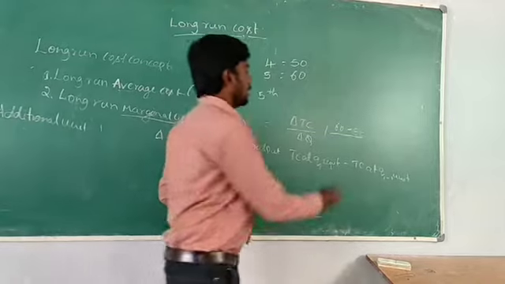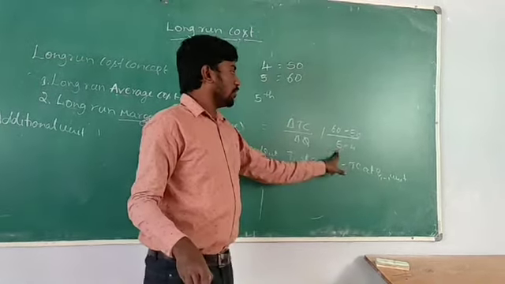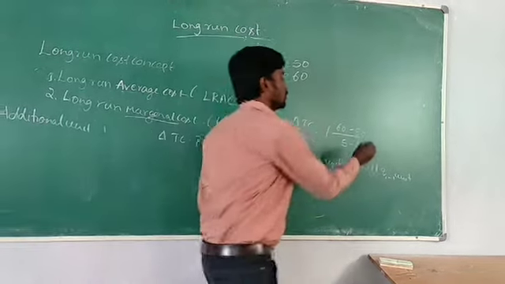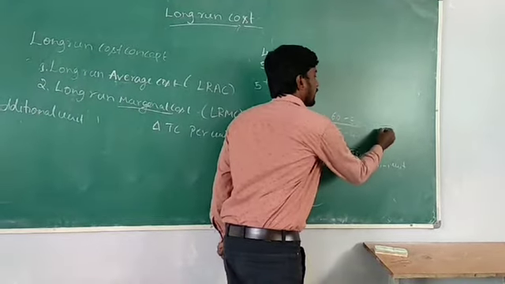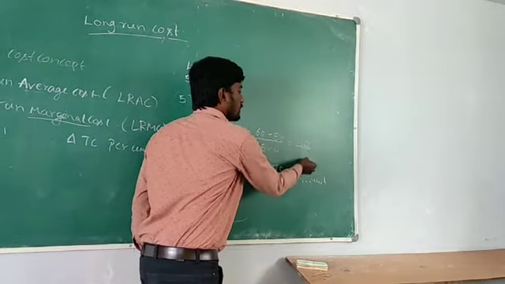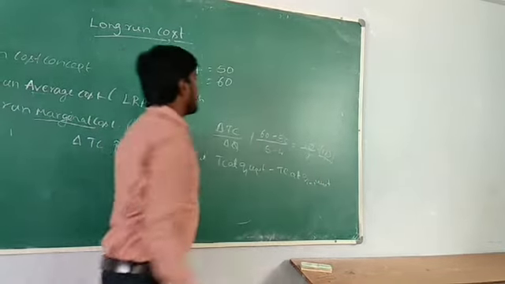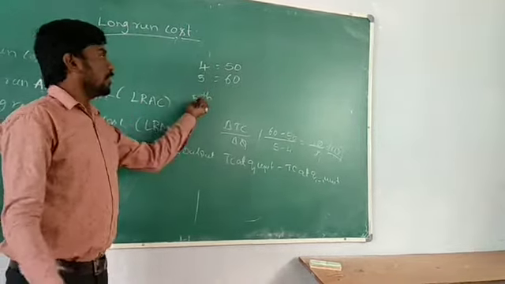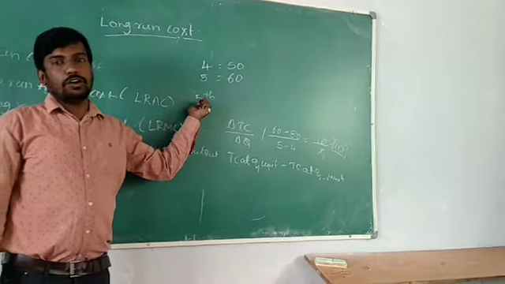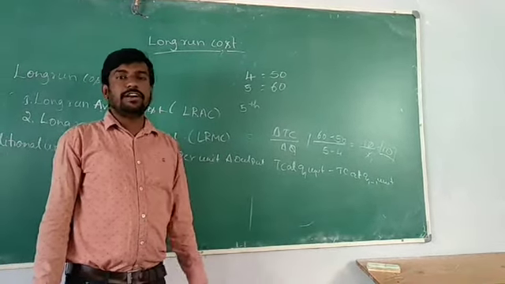Here, 5 minus how much quantity have we changed? 1 commodity, 1 quantity: 5 minus 4. So 60 minus 50 is 10. 5 minus 1 is 1. So 10 divided by 1 is 10. So we are spending 10 rupees to produce the fifth unit of a commodity. It shows the marginal cost of the fifth commodity in a firm.